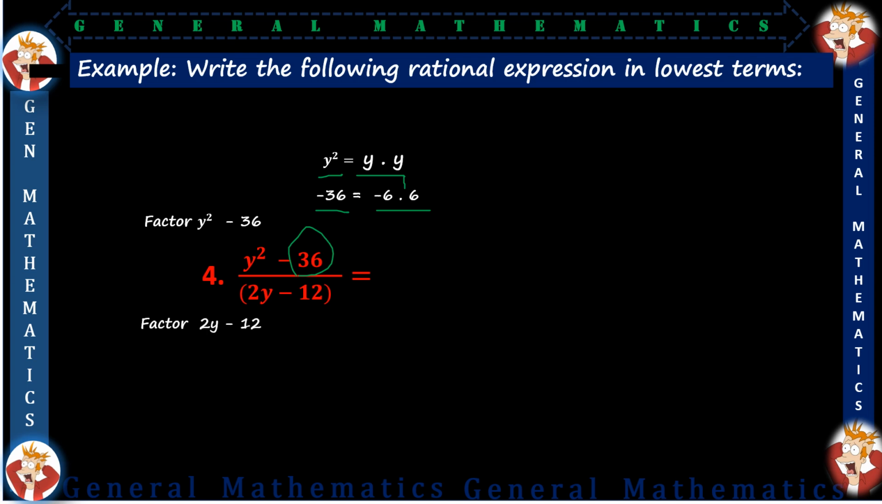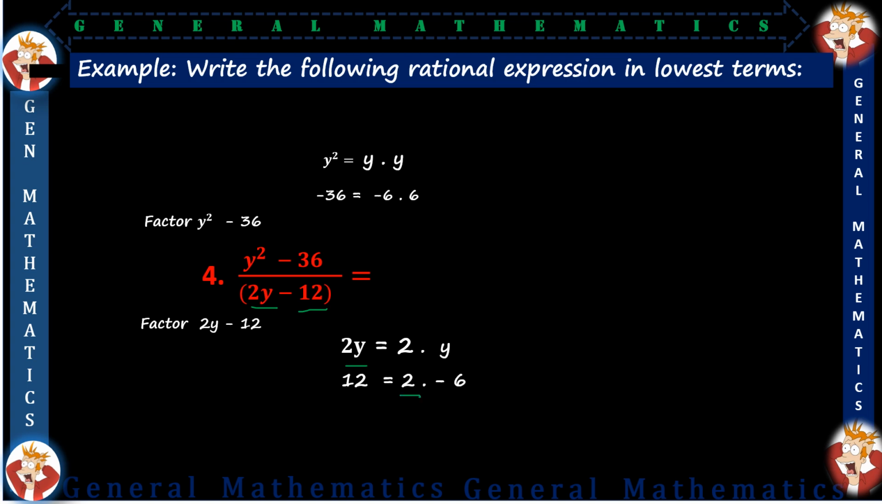Next is to factor out your denominator. Dahil factorable din po ang ating denominator, kailangan ma-factor out po natin yung 2y minus 12. So, ang ating maging factor ng 2y minus 12, unahin po muna natin yung kanyang first term. Ang factor po ng 2y is equals to 2 times y. At ang factor naman ng 12 is equals to 2 times negative 6.